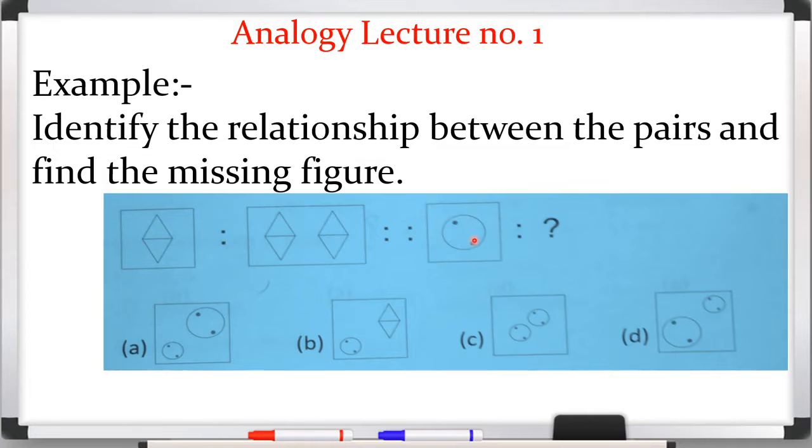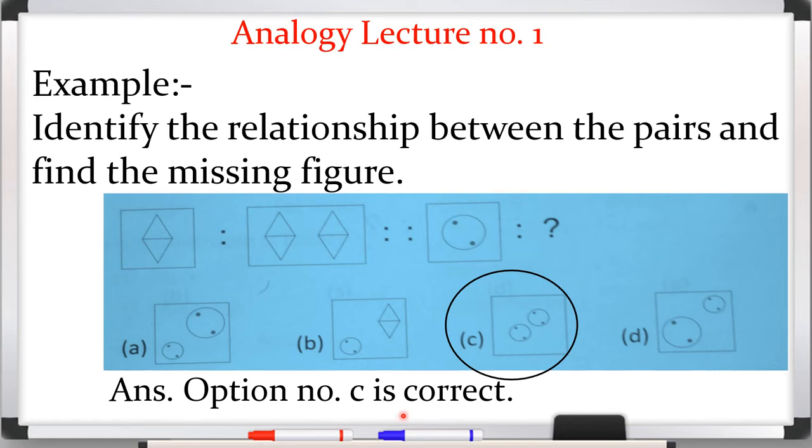Okay, so if we want to maintain the same relationship, what we will do? We have to find out the figure in which there are two circles with two dots. So here it is given in option number C. So it means option number C is correct. So we will circle this option number C and here we will write the answer that option number C is correct. Understood, beta?